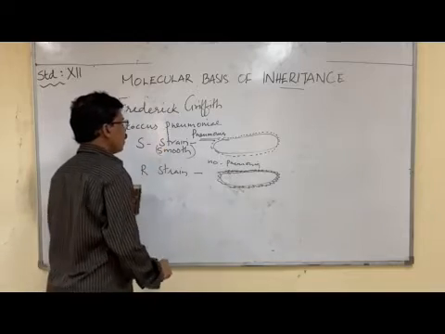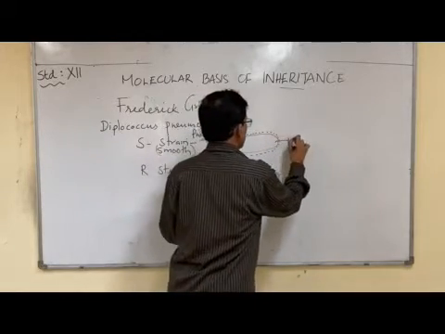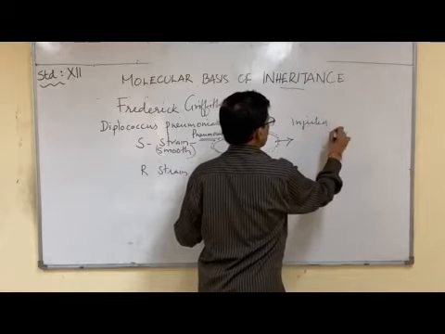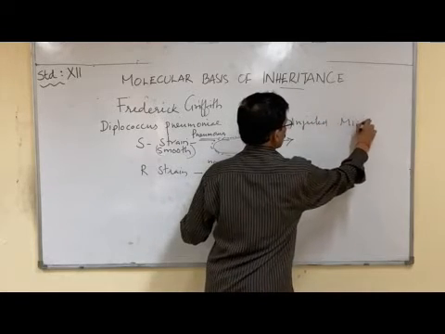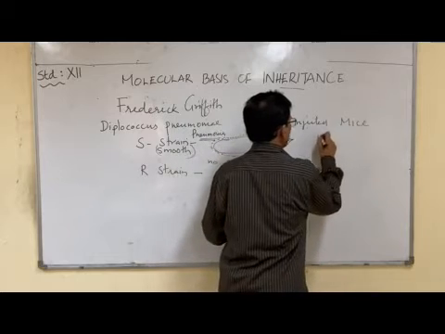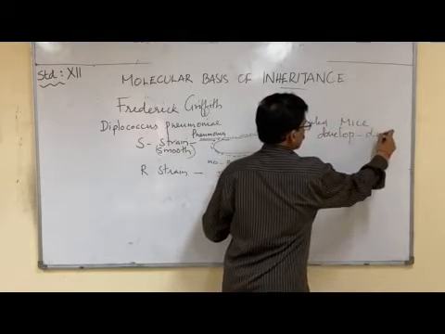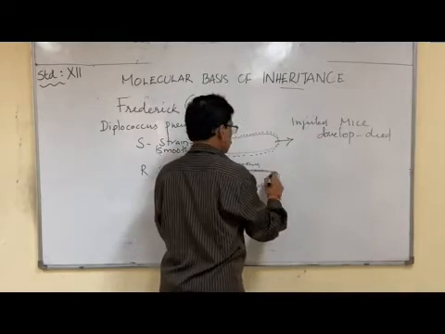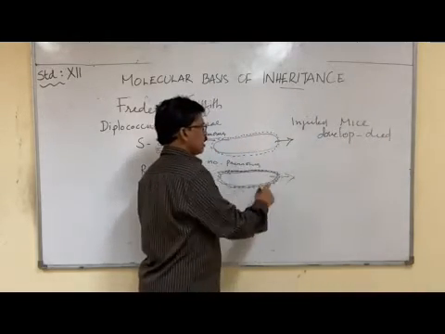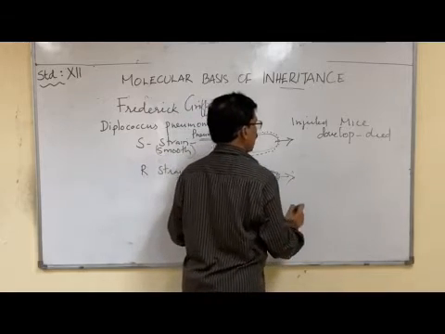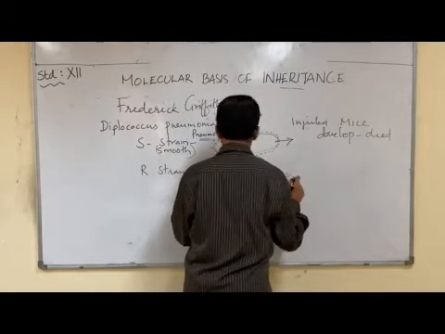So what he did, he injected the S strain bacteria into mice. The mice developed pneumonia and died. Now in the second step, he injected R strain bacteria, rough strain bacteria, into the mice. The mice did not develop pneumonia.